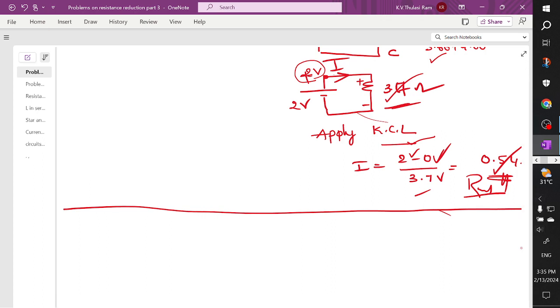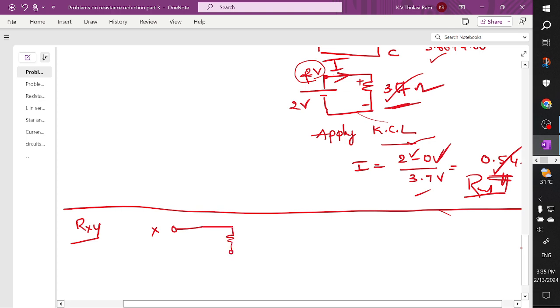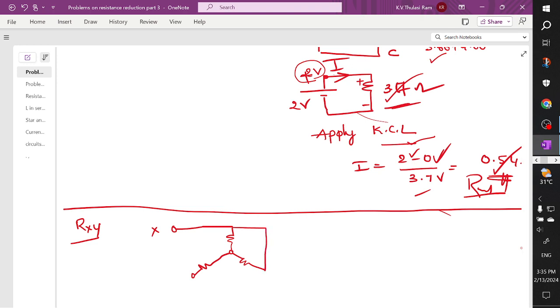So here one problem is given. Find the equivalent resistance between the terminals X and Y. The circuit is given like this. This is X, and you have one resistor here, and one more resistor here, and one more resistor here, and this is shorted, and this is also shorted. This is Y. So this value is 1 ohm.